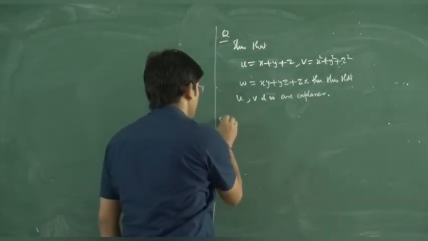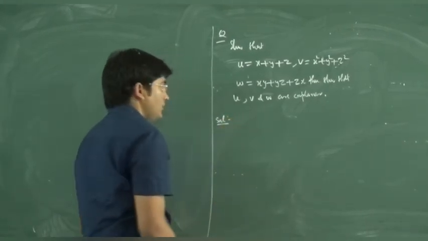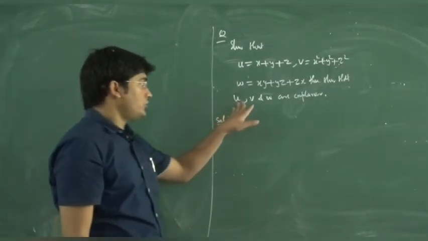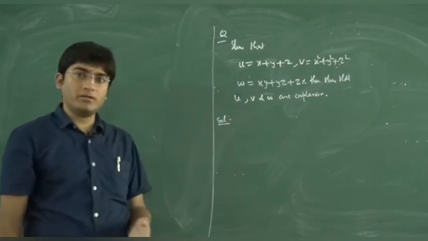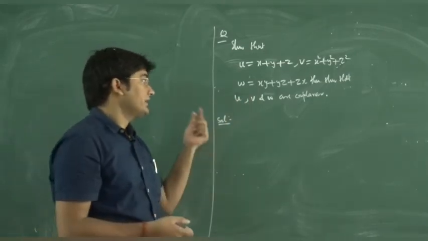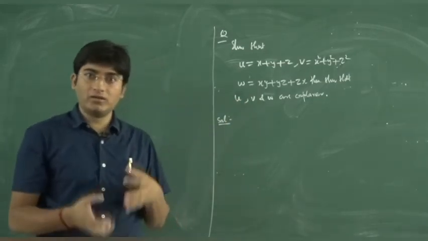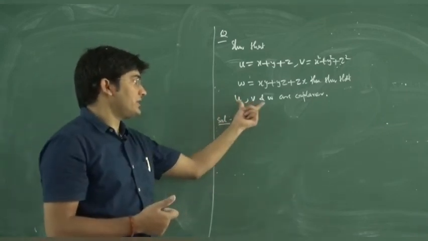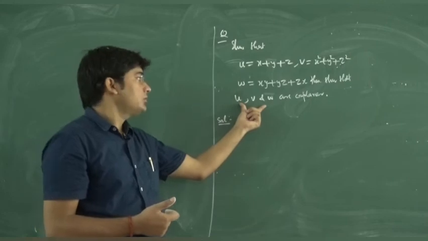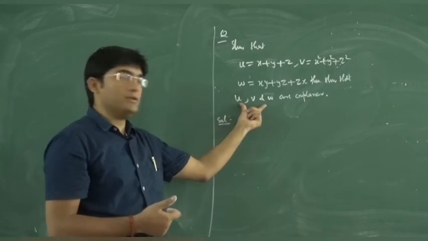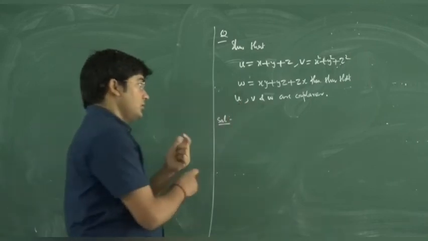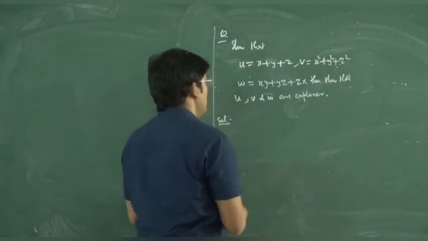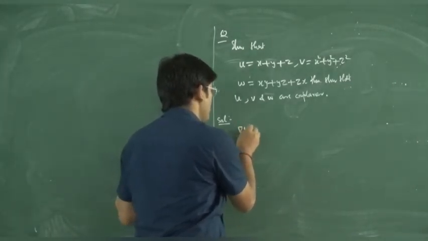So solution, if you want to prove u, v and w are coplanar, then it is sufficient to prove that grad u, grad v and grad w are also coplanar. So this is the same as proving del u, del v and del w are coplanar. So let us evaluate grad u.